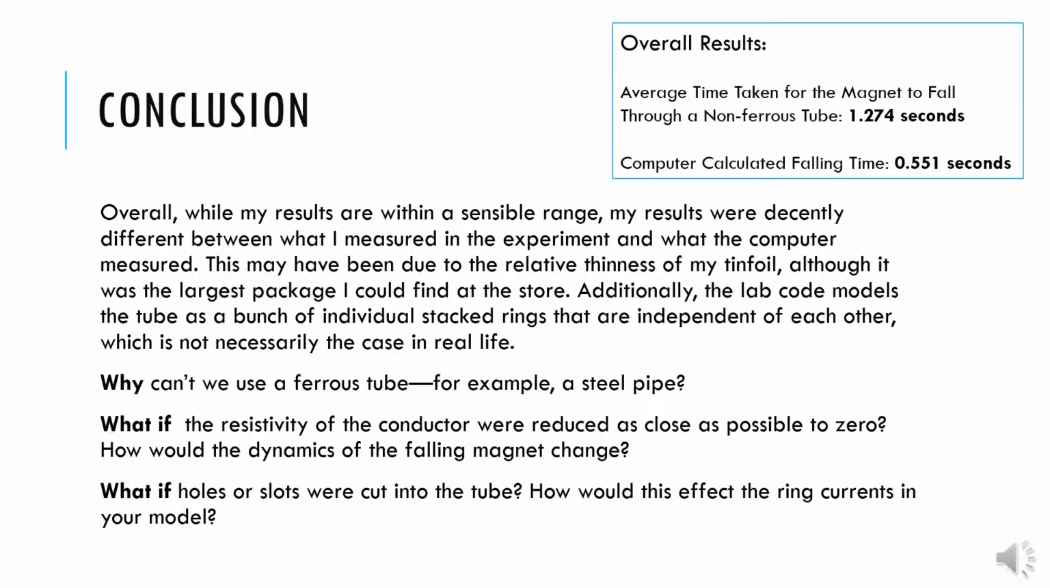as ferrous materials are magnetic. If the resistivity were as close to 0 as possible, the current value would increase, which would increase the force on the magnet, slowing its fall even more, possibly even moving it in the other direction. Finally, if holes or slots were cut into the tube, current would not flow in those areas, as current can only flow around a closed path, and the magnet would fall faster through the tube, as no current means no induced force.